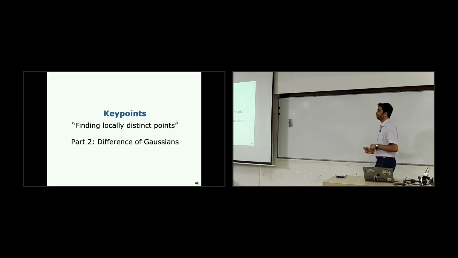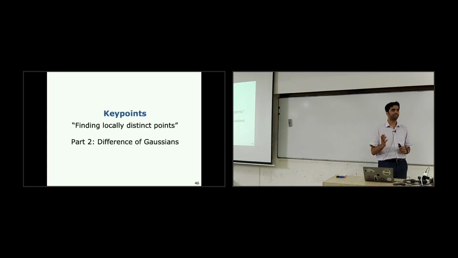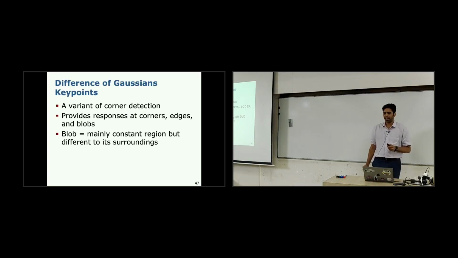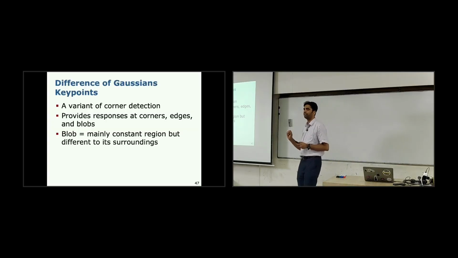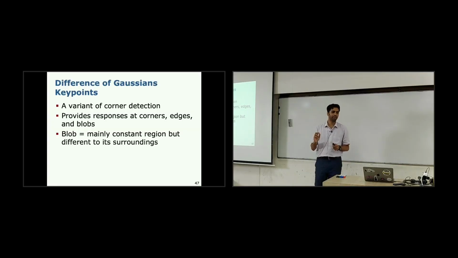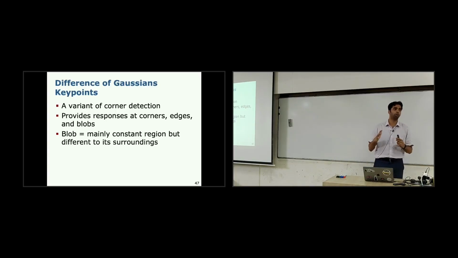The other family which is very popular is what is called difference of Gaussians. So the task is the same. We still want to find uniquely identifiable places in the images, but this does it in a very different way. The difference of Gaussian way of computing key points actually does a little bit more than just finding corners. It finds corners, it also finds edges as well as blobs.